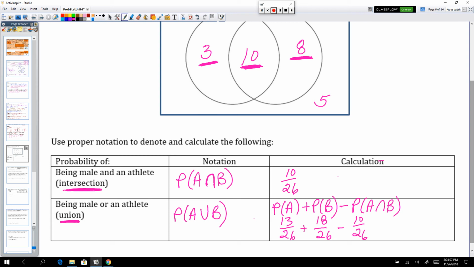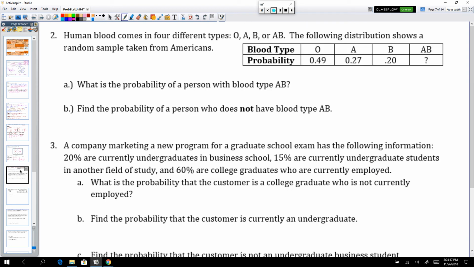I'm going to start on some examples and run through a couple of examples with you, and you'll have to do the rest on your own and check with your teacher, okay? So let's take a look at example 2 from your example page, the blood type question. So blood type, you should know, comes in O, A, B, and AB, right? There's 4 different blood types.